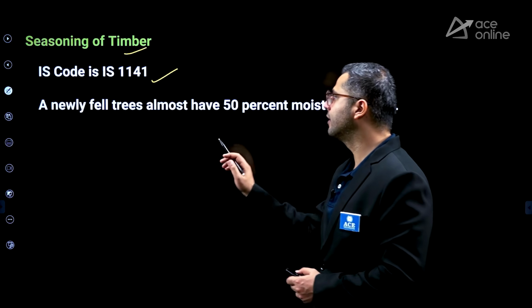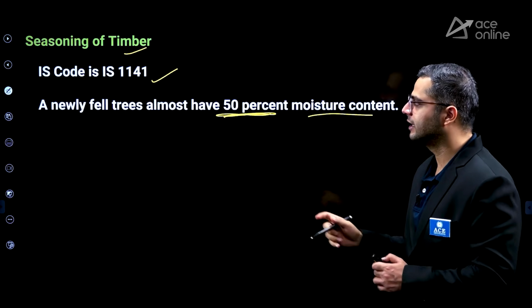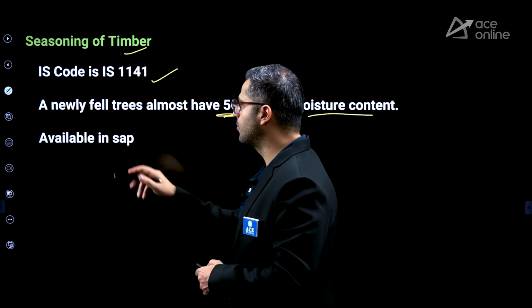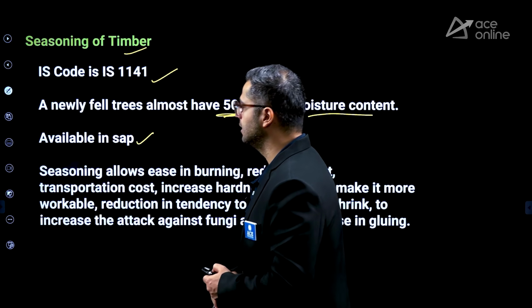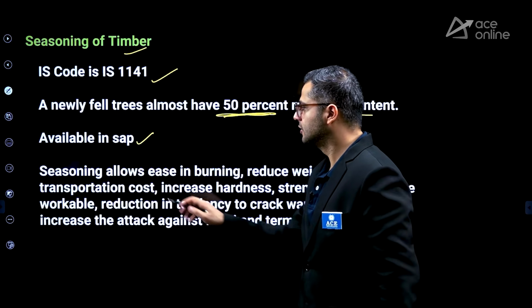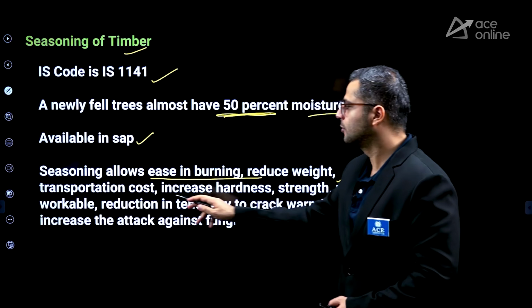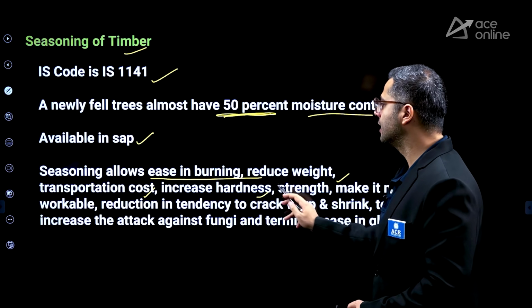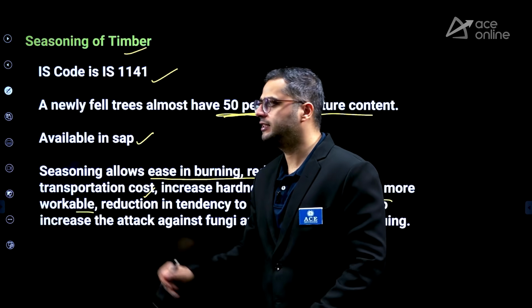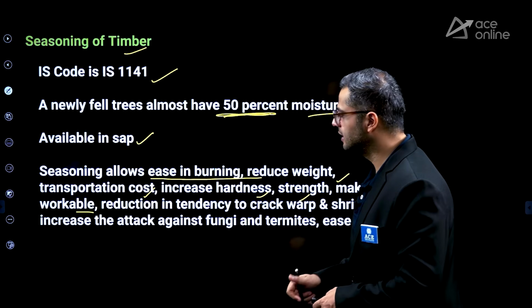Apart from that, newly felled trees have almost 50% of moisture content inside of them. Keep this in mind. So it is actually available in the sap portion of the cross section of timber. So seasoning allows the ease in burning, reduction in weight, transportation cost will be reduced, increase hardness, strength, and make it more workable. It is easy to convert it, right? Conversion of timber is easy.